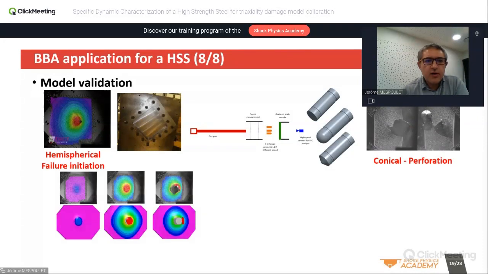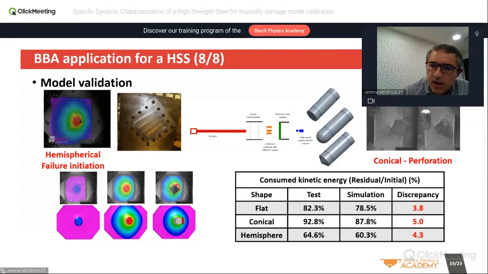So we have compared those DIC measurements, and when we have complete penetration and residual velocity, we have compared the velocity. And you have here a table which summarizes the results. And you have a comparison for the various shapes here on the various lines. The consumed kinetic energy, the residual divided by the initial incoming kinetic energy. Here you have this ratio in terms of what we get from testing.